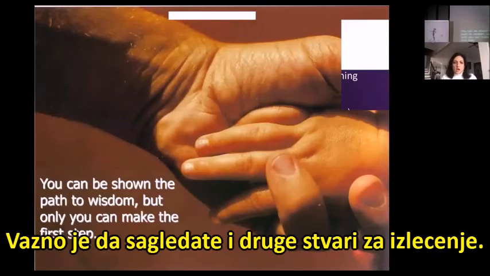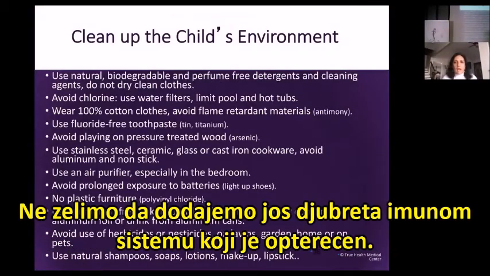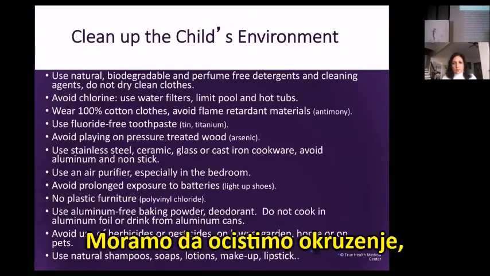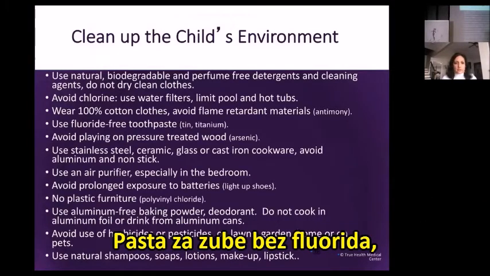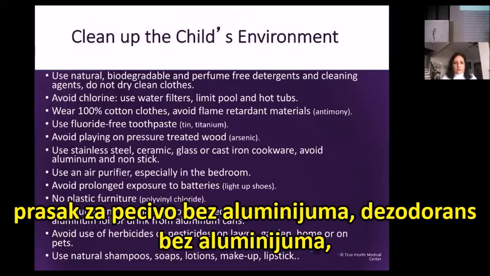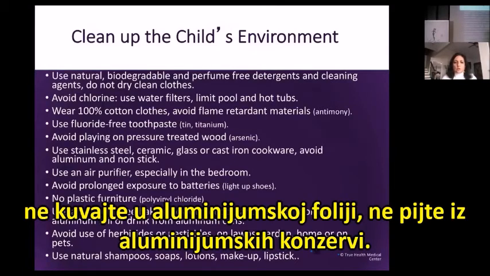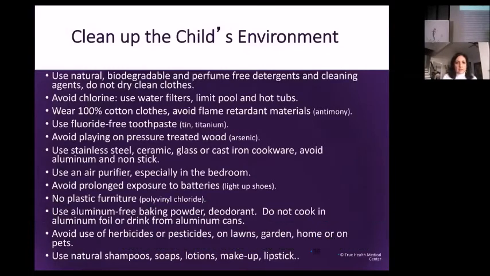We want to have a holistic approach to this. We don't want to add more garbage to an immune system that's taxed. So we need to work on cleaning up the environment. I know a lot of the speakers probably spoke to this, but I just can't tell you how important that is. Fluoride-free toothpaste, aluminum-free cleaning, aluminum-free baking powder, aluminum-free deodorant. Don't cook in aluminum foil. Don't drink out of aluminum cans. Those are some big ones.